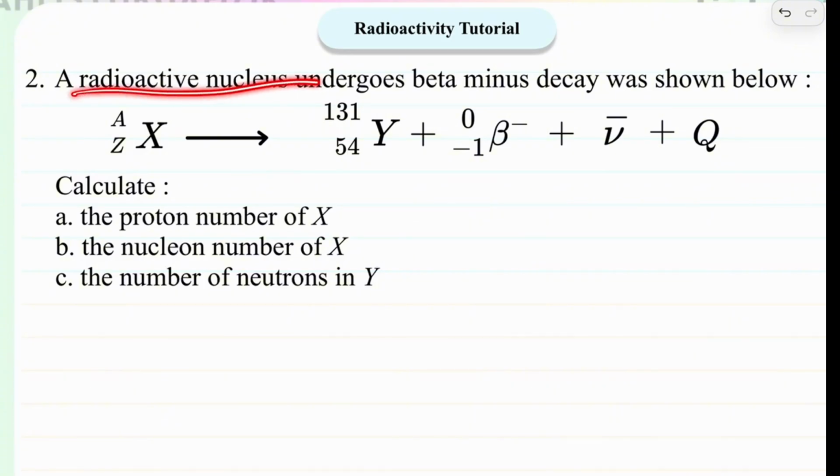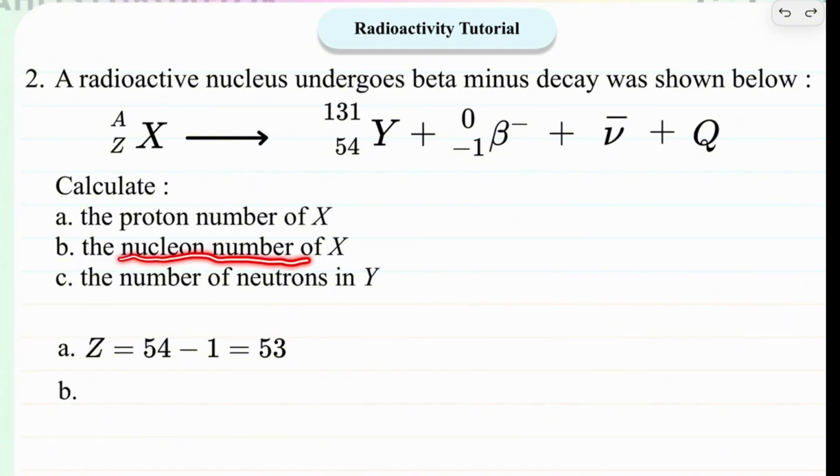Question 2, a radioactive nucleus undergoes beta minus decay, as shown below. So we have X with the nuclear number and the proton number unknown, and we have the daughter with 131 and proton number 54. Then we have beta minus decay. We have also an antineutrino and also the energy. We have to calculate the proton number of X. X is the parent. So based on this, we have the 54 and negative 1, and from that, we subtract 1. So we get 53.